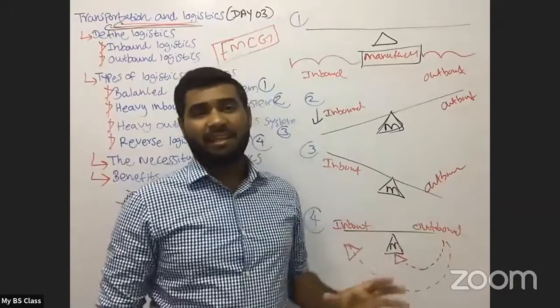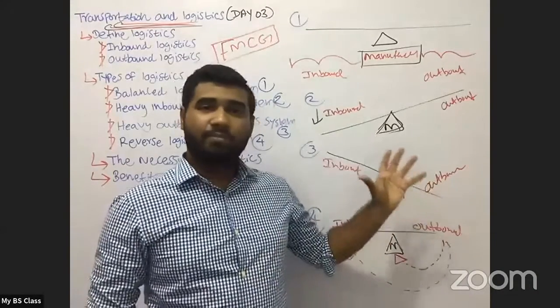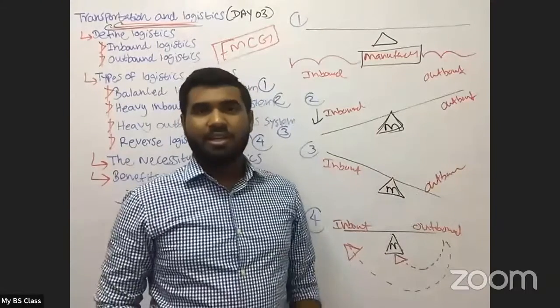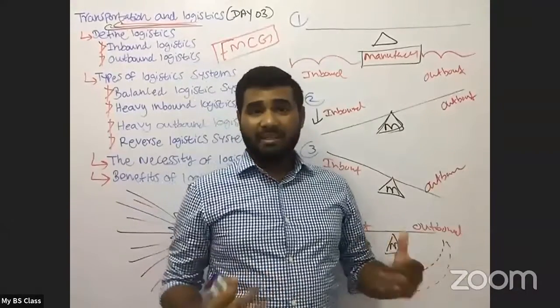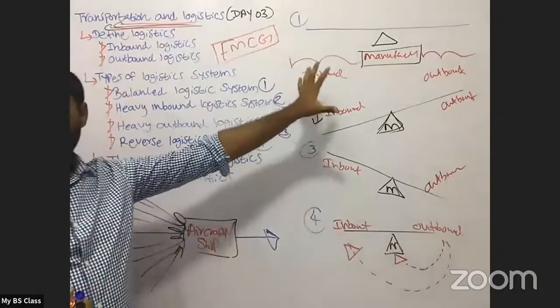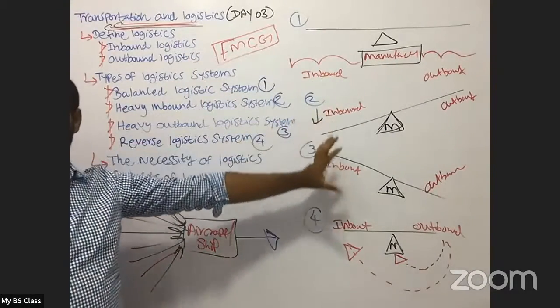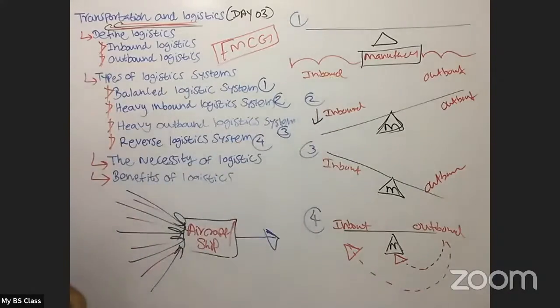So it's not easy. It's not easy to do the production, and it's not easy to hand over the final product to the customer either. So a lot of parties are involved, right? So this comes to the balanced one. Heavy inbound, heavy outbound, you remember, so we can recall these two from that.